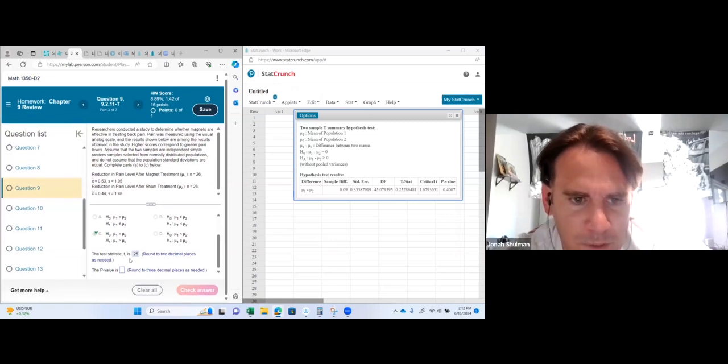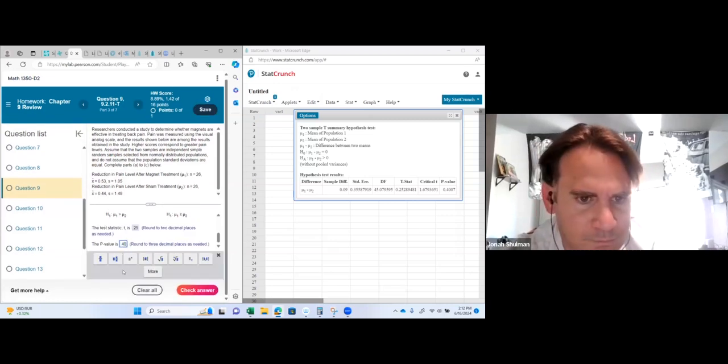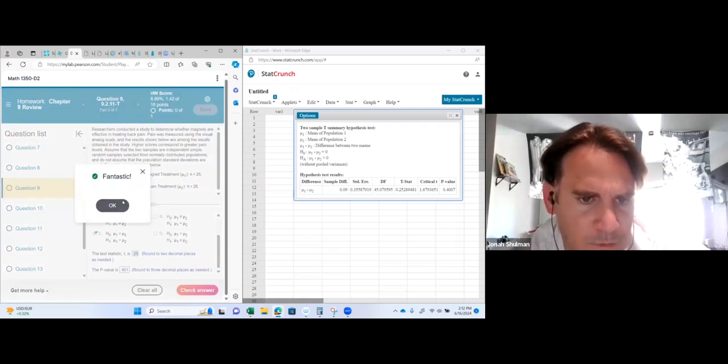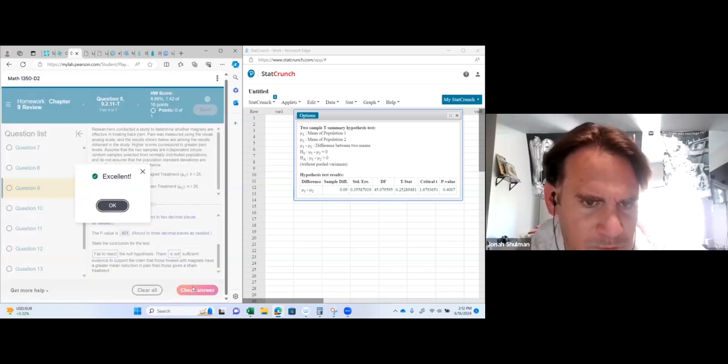Ta-da! The p-value is 0.401. I guess this magnet treatment doesn't work. The conclusion is we fail to reject the null. There is not significant evidence.